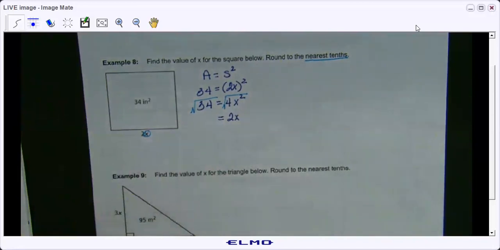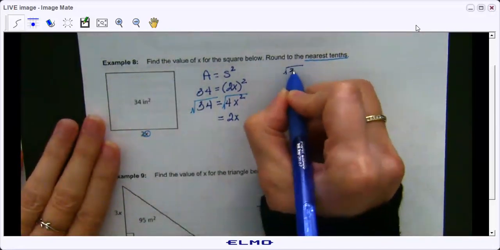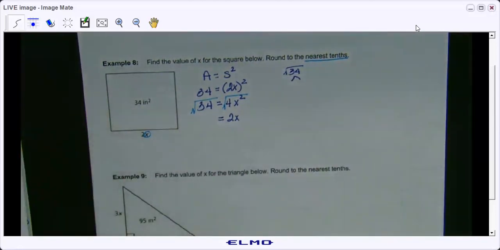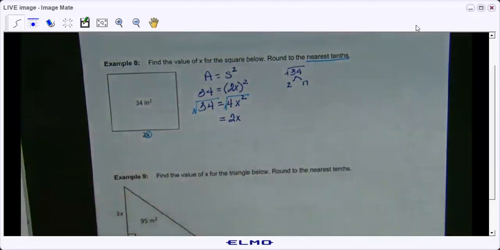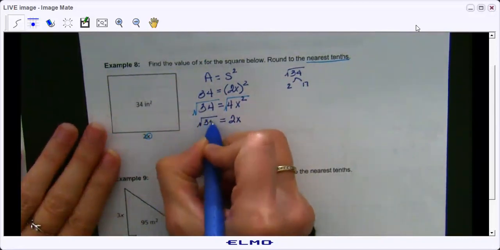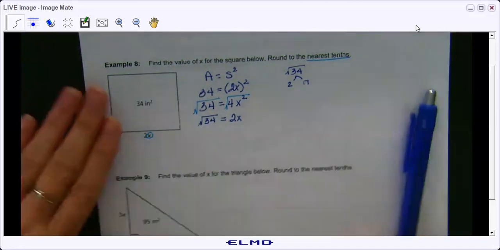Now I need to figure out if I can simplify the square root of 34. Now this is going back to chapter 5, where we took the square root and we found factors, or the prime factors. We did a factor tree. So it's 2 times 17, and 17 is prime, 2 is prime. So really, we cannot simplify the square root of 34 any further. So we have the square root of 34. Now at this point, we have to divide both sides by 2.